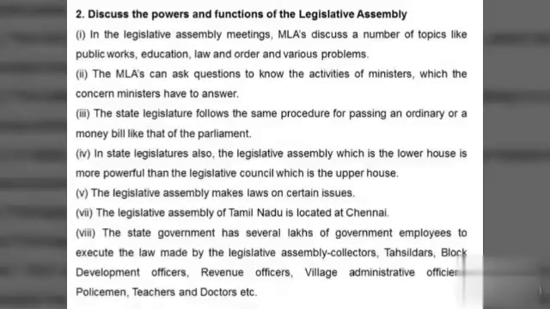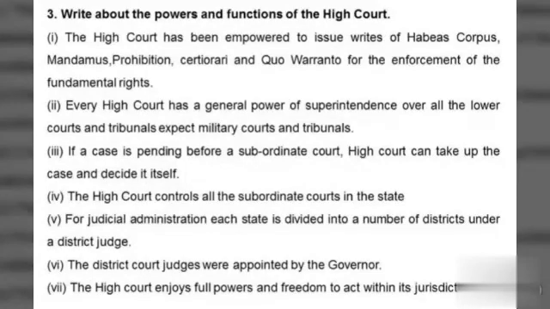Fifth one, the legislative assembly makes laws on certain issues. The legislative assembly of Tamil Nadu is located at Chennai. The state government has several levels of government employees to execute the laws, such as collectors, tahsildars, block development officers, etc.